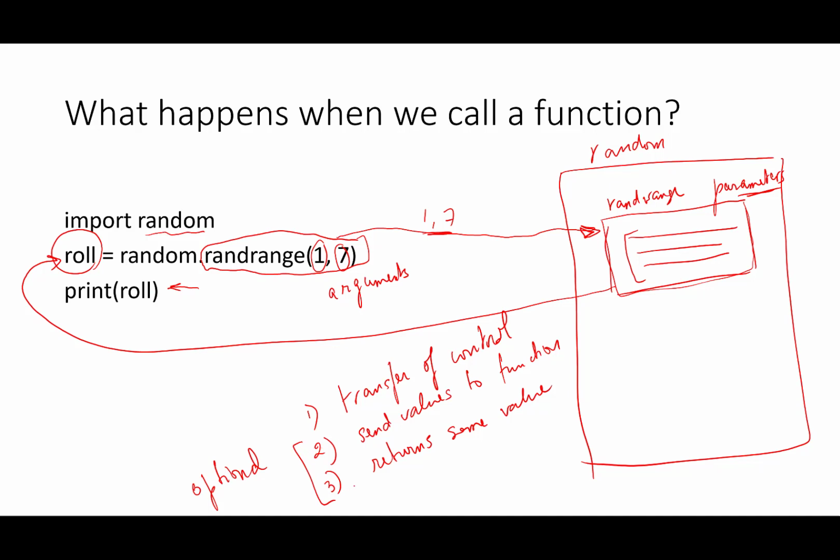Steps 2 and 3 are optional, but in all cases there is a transfer of control, which means that the code inside the function is executed when we call the function.